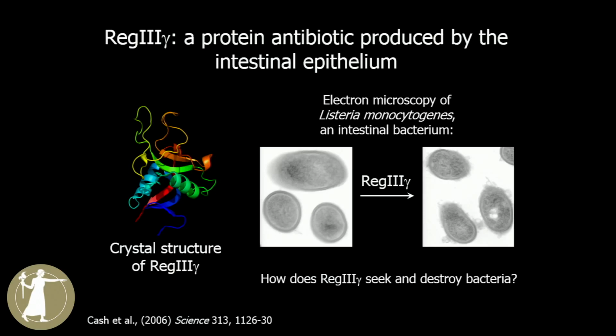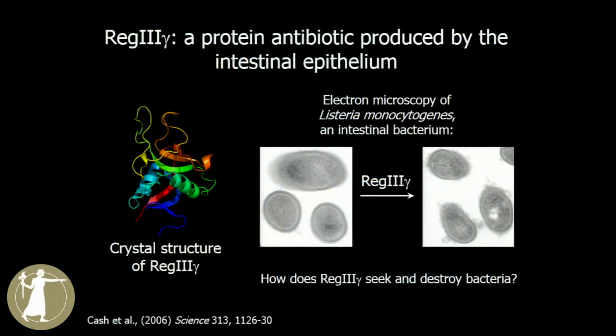So what it does when it encounters bacteria is it tears holes in their outer surface. So this is an electron micrograph of Listeria monocytogenes, which is actually a pathogen. It's a foodborne pathogen that you might get in something like cheese or potato salad. So if you add purified Reg3 gamma protein to these organisms, you can see that they don't fare so well. They've got holes in their outer surface, and you can see their cytoplasmic contents are leaking out.